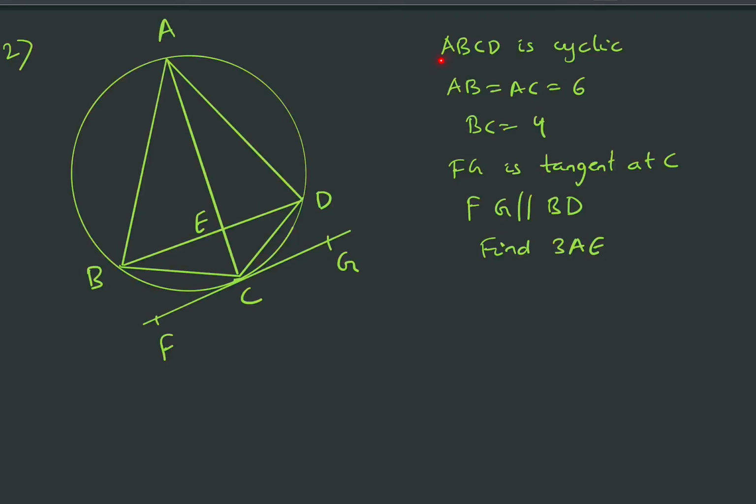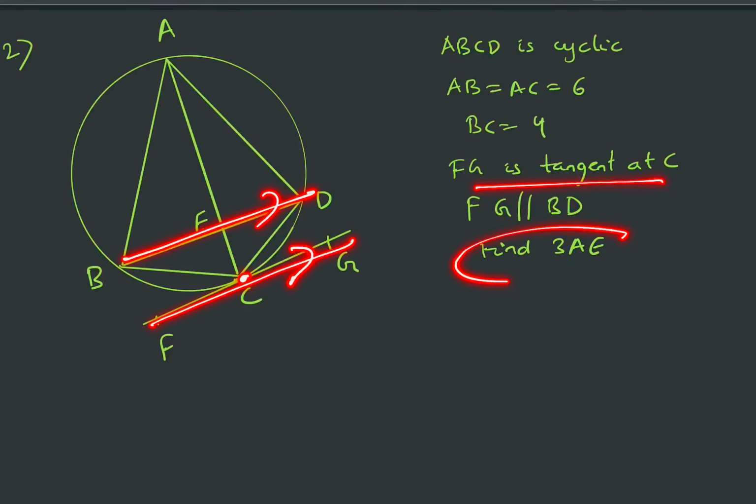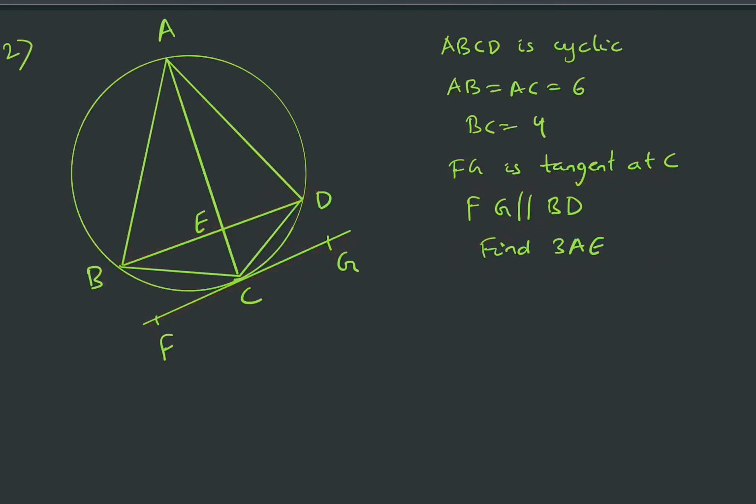So in this, quadrilateral ABCD is given as a cyclic quadrilateral, and AB is equal to AC is equal to 6 centimeter, and we are given that BC is equal to 4. FG is given as a tangent at point C, and also it is parallel to BD. You need to find the length of 3 times AE. Okay, so this is 6, BC is 4 and AC is also 6.